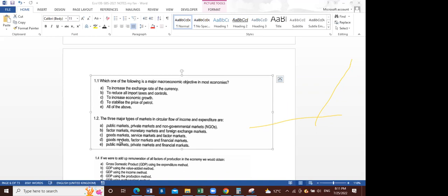So you'd realize that within an economy we have the goods market, or rather the goods and services market, and we have the factor market where you trade your factors of production. Then we have the financial market where you are going to be introducing your capital for you to be able to earn interest from. So option D is the most correct answer.